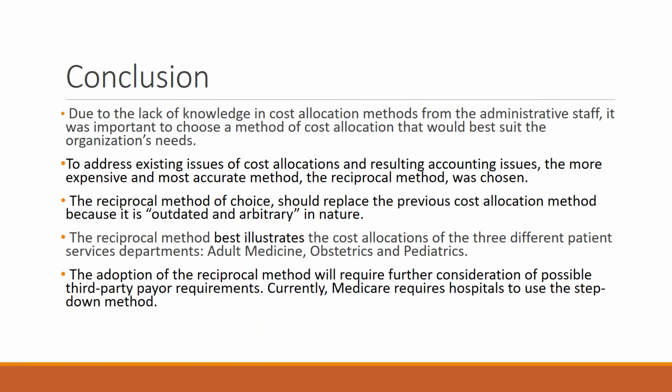In conclusion, due to the lack of knowledge of cost allocation methods from the administrative staff, it was important to choose a method of cost allocation that would best suit the organization's needs. To address existing issues of cost allocations and resulting accounting issues, the more expensive and most accurate method, the reciprocal method, was chosen. The reciprocal method of choice should replace the previous cost allocation method because it is outdated and arbitrary in nature.